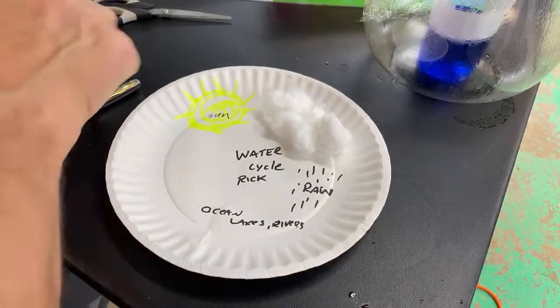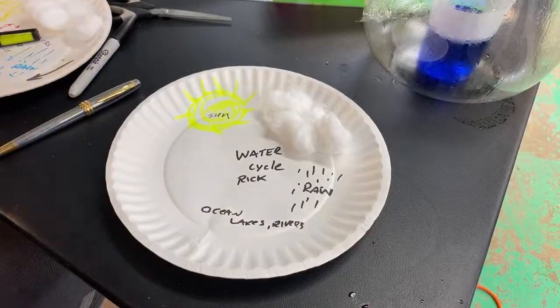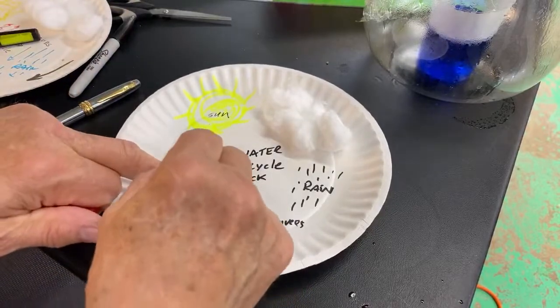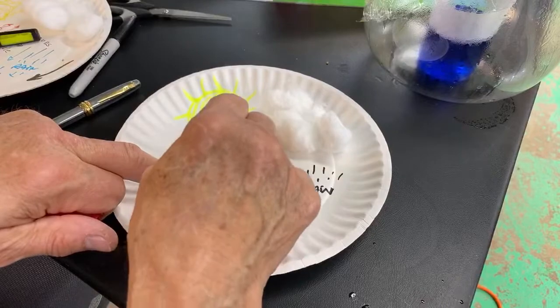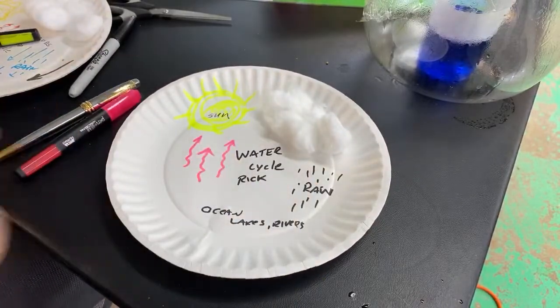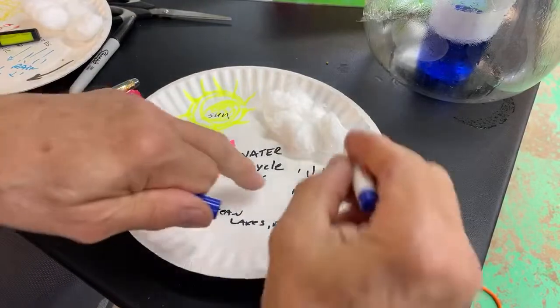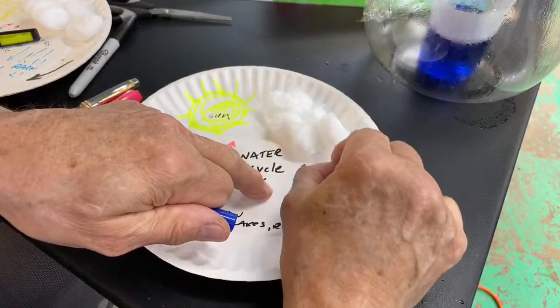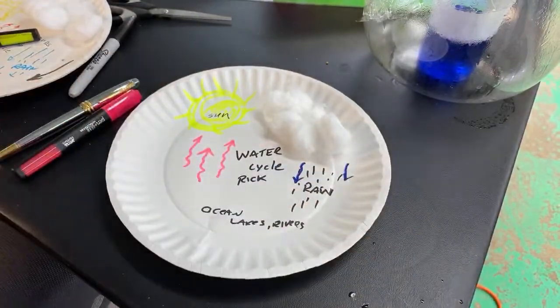Those are all coming down, and then it's going to go back up. I like to use a red showing it coming up. Evaporation, transpiration, and I like to show a blue coming down. Precipitation. Now only one thing left.